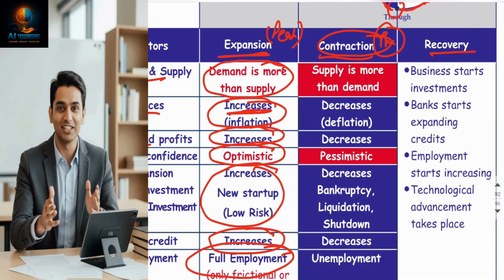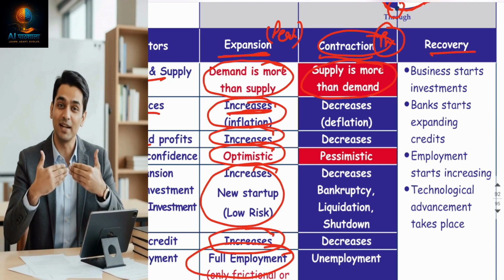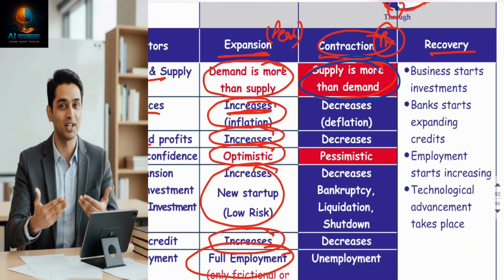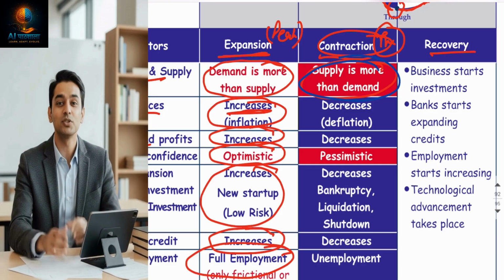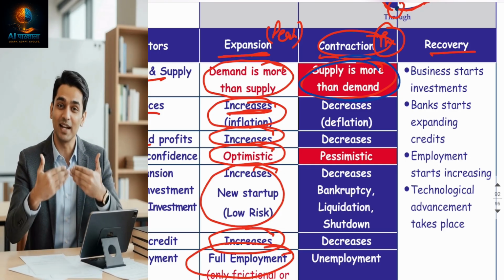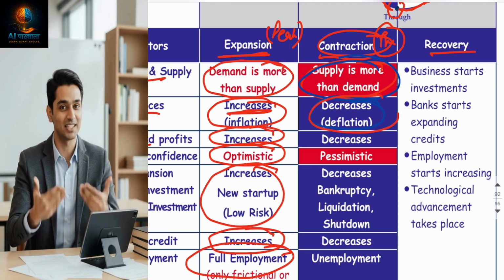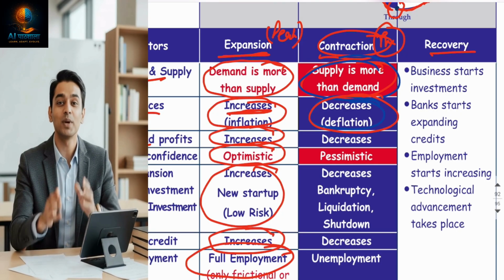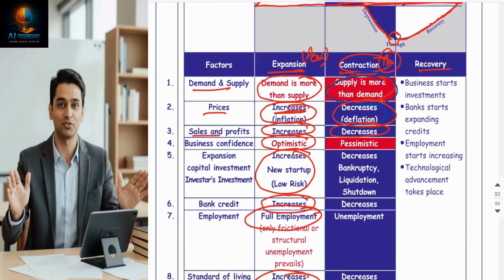Contraction is totally opposite of expansion. It is the negative phase of the country where supply is more than demand. Supply being more than demand means people are not ready to buy, but businessmen are still producing goods. Prices start falling. When prices start falling, businessmen's profit margins start shrinking or they suffer losses. The sales and profit decrease.